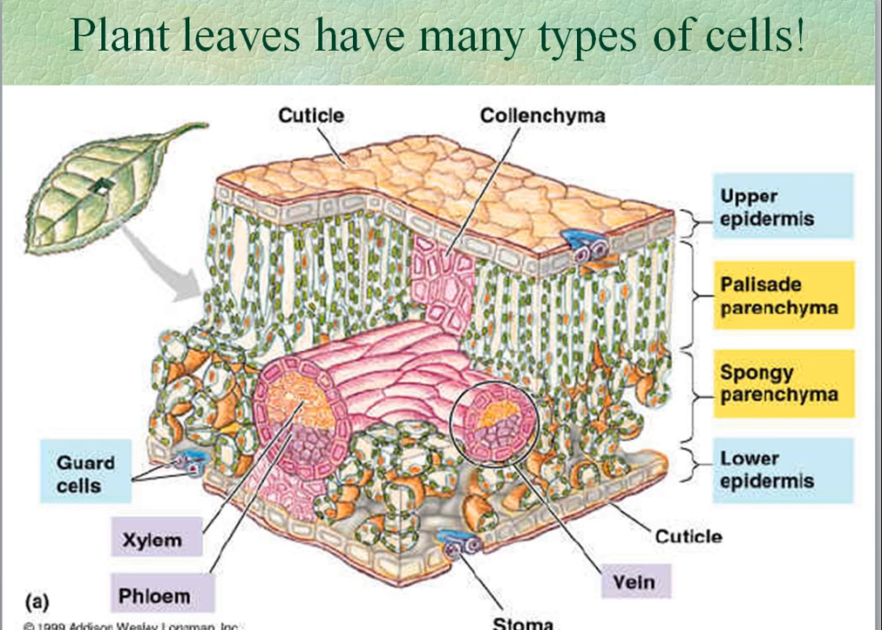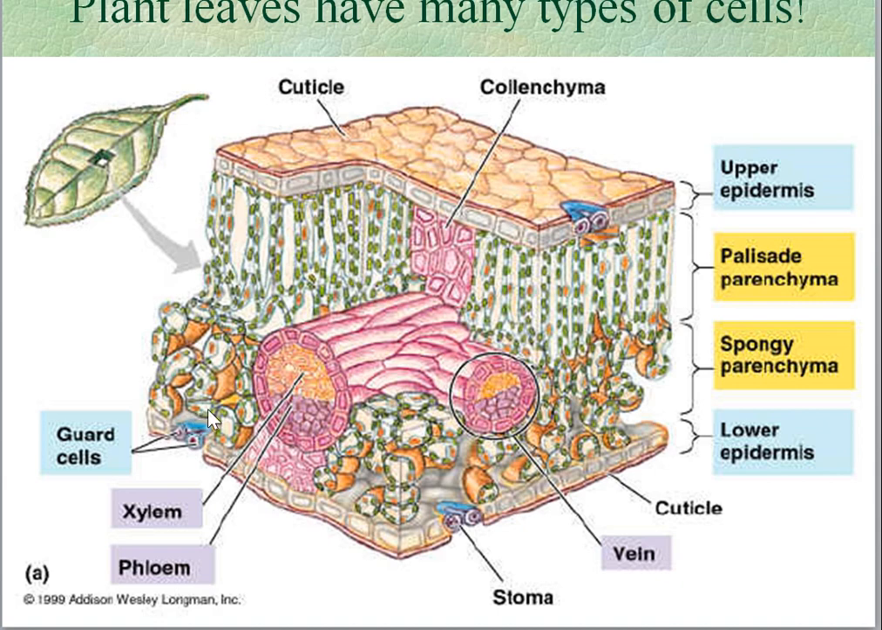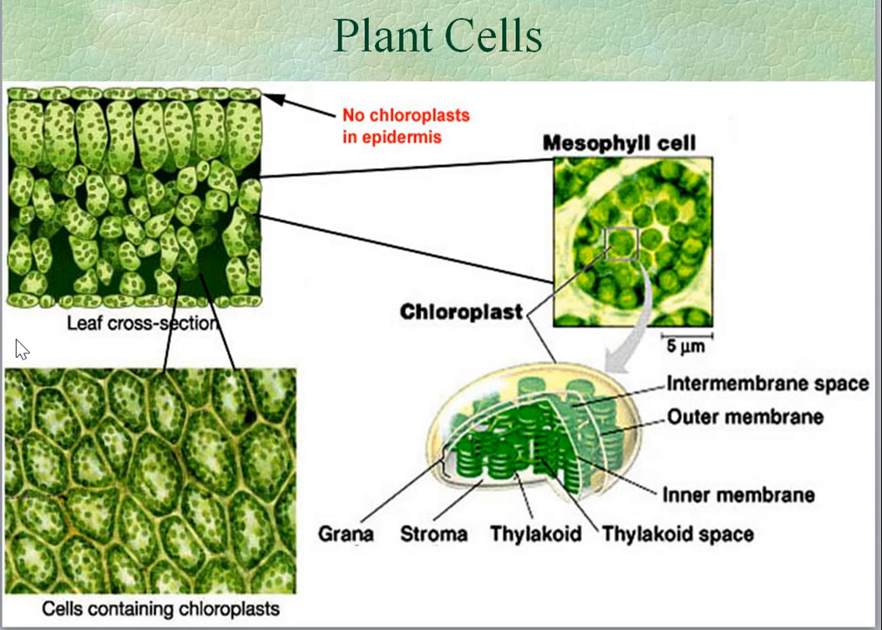Plant leaves have many types of cell, like this cuticle, this collenchyma. There are several layers. From the top is the upper epidermis, then the palisade parenchyma, spongy parenchyma, and the lower epidermis. This is vein, stoma, phloem, xylem, and guard cells. Plant cells, leaf cross section.